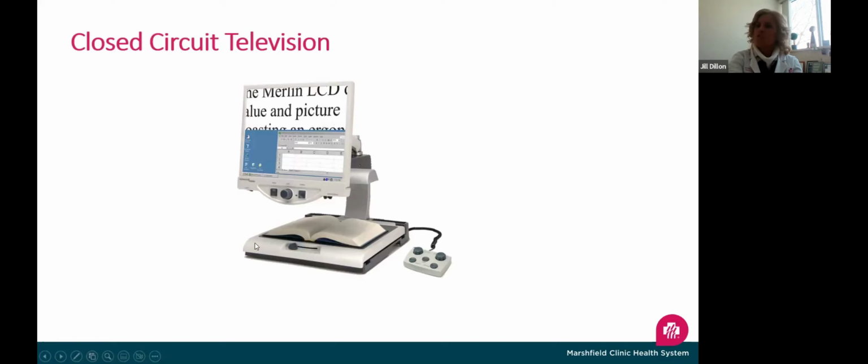Closed circuit televisions, these go in your home. Obviously, you can't throw that in your purse and take it to the grocery store, but it certainly is something that's nice where you can place pictures or reading materials underneath and it'll bring it up on this big screen here. These are really kind of nice, but they are around $2,000 or so. So for some folks, they find that to be a little bit out of their price range and a little bit cumbersome, but they really are a nice option.